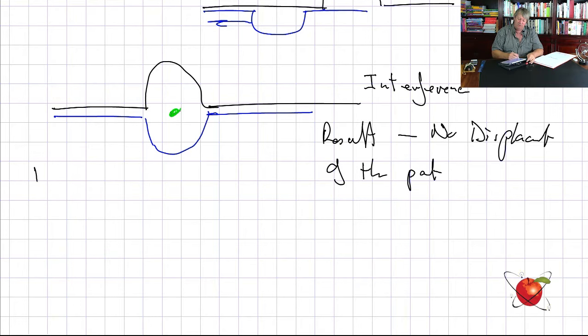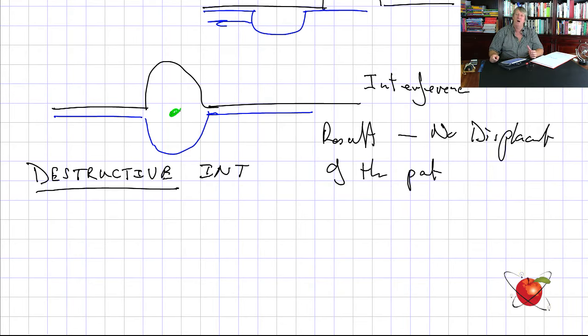Now, that means that those two particles are cancelling out. So we say that that type of interference is called destructive interference. Destructive because the one is destroying the other one. It's cancelling it out, right?